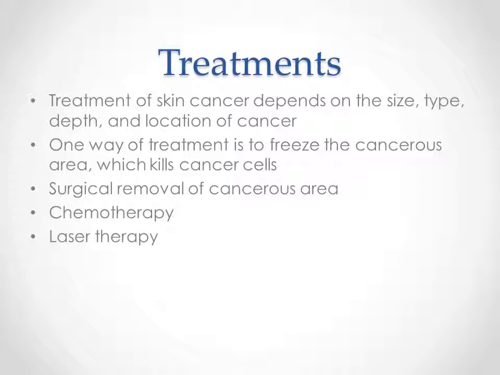In chemotherapy, drugs are used to kill cancer cells. For cancers limited to the top layer of the skin, creams or lotions containing anti-cancer agents may be applied directly to the skin. Systemic chemotherapy can be used to treat skin cancer that has spread to other parts of the body already, which may take a while.